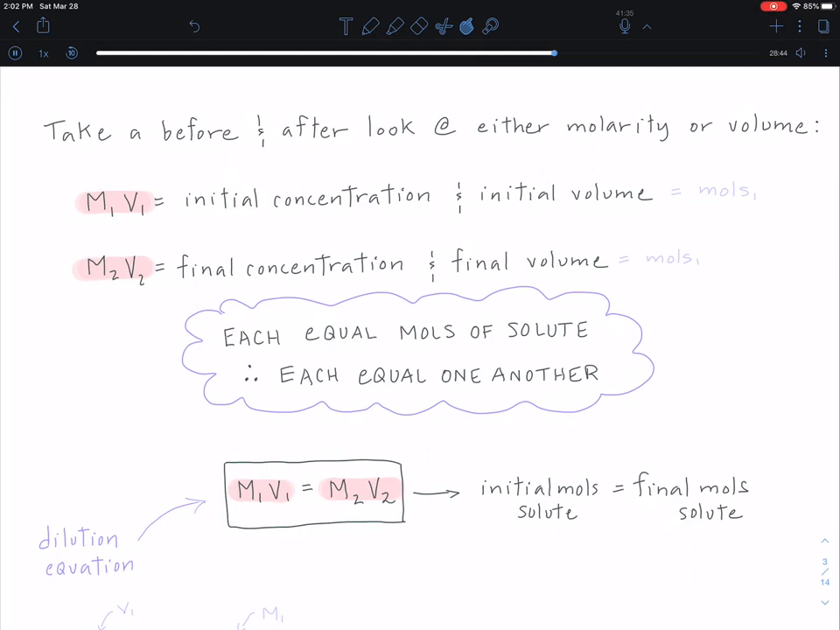So if, for example, I'm saying that the initial concentration times the initial volume are going to be equal to the initial moles, and the final concentration times the final volume are also going to be equal to the initial moles, then those two things have to be equal to each other. This is going to be really handy for us.